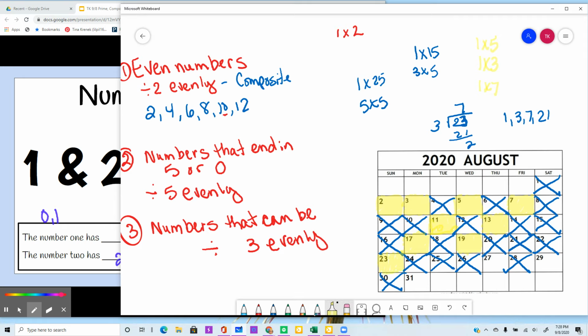All right, what about 27? It's not even, so I can't divide it by 2. If you look at your multiplication chart, you'll see that 9 divides into 27, or 3 times 9 equals 27. So that makes it composite. And then we have 29 and 31.